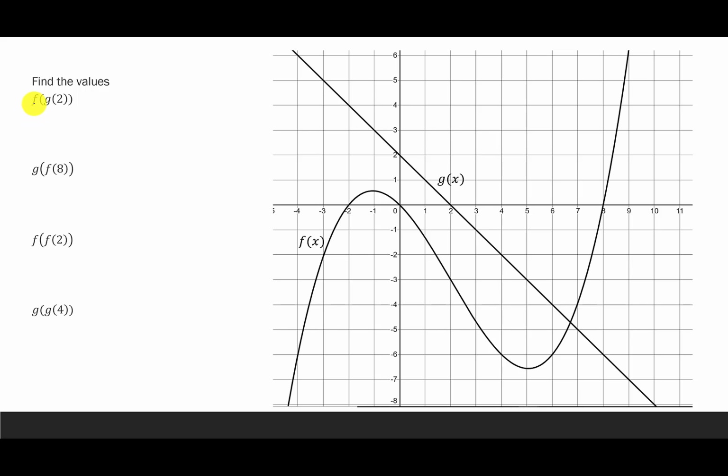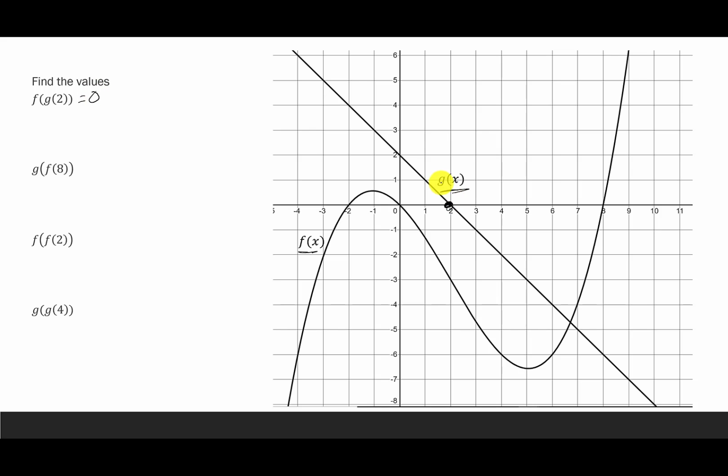So this f of g of 2. Notice this big curve is my f. The line is my g. So that's what we want to use. We're going to start at g of 2. So at 2, I'm looking at this line and I see this point right here at 0. So g of 2 is 0. Now go over to f and it says f of 0 is also 0.